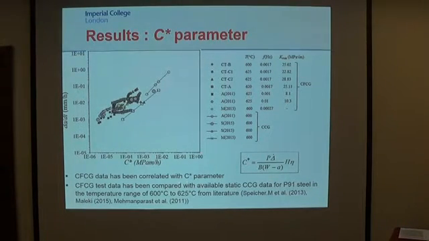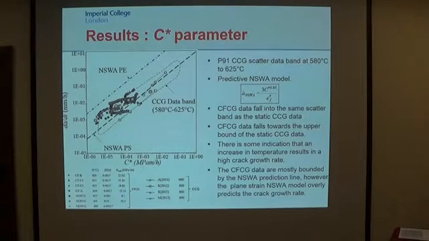So to compare the result, I've plotted with the available static creep crack growth data for P91 steel in the range of 600 to 625 degrees Celsius. So we can see that the creep fatigue crack growth and the creep crack growth data are similar, close to each other.